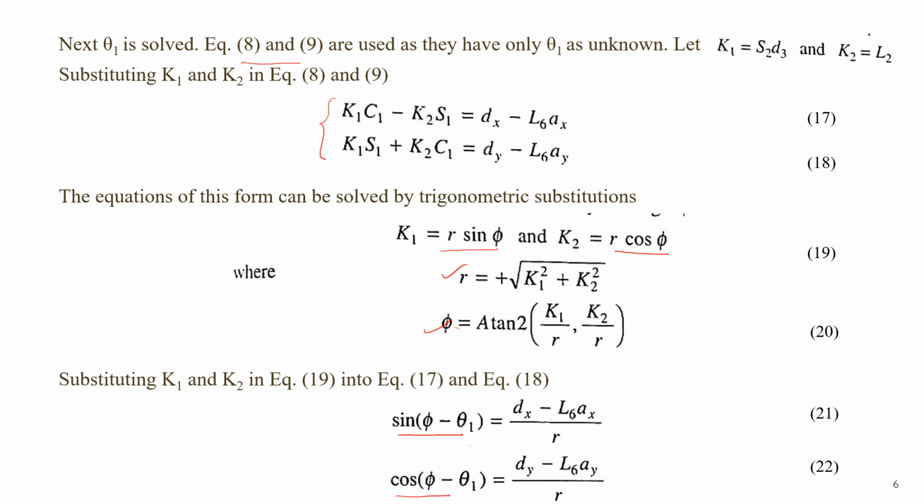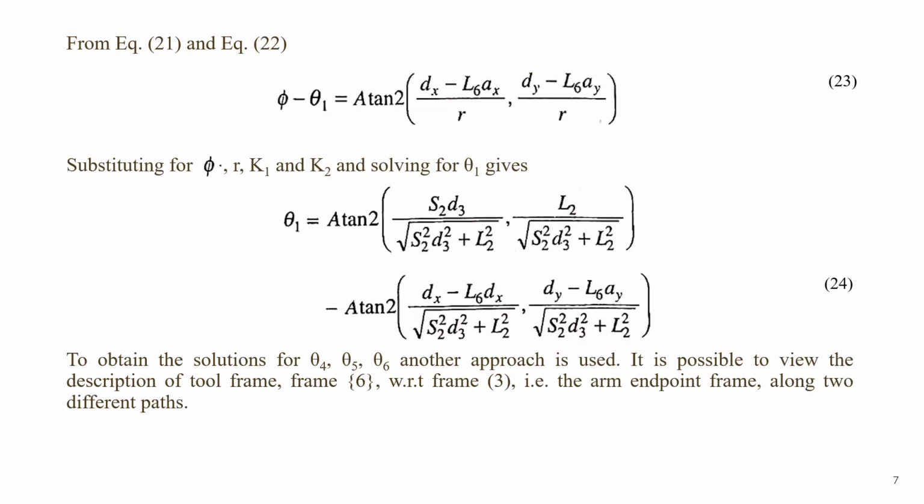From that you can easily get your theta 1 value by dividing equation 21 and 22. You will be getting it in the atan2 form. That is, alpha minus theta 1 is this. So substituting the values, you will be getting the theta 1 equation here.